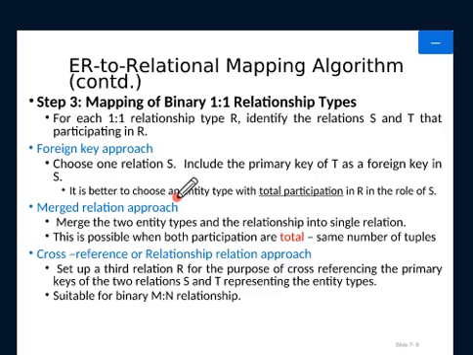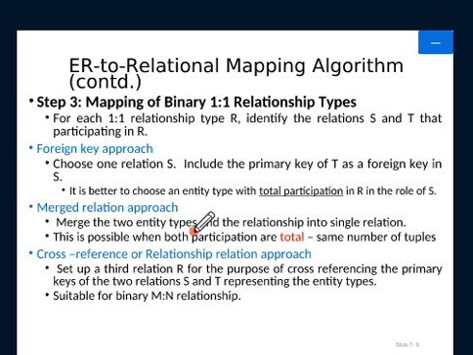Before that, we have to check the participation constraint, whether it is total participation or partial participation. For whichever entity has total participation, towards that side we will put the foreign key concept. So that is the foreign key approach.